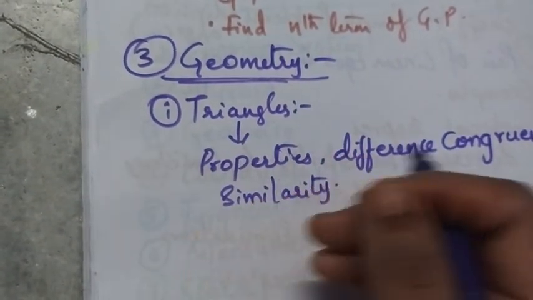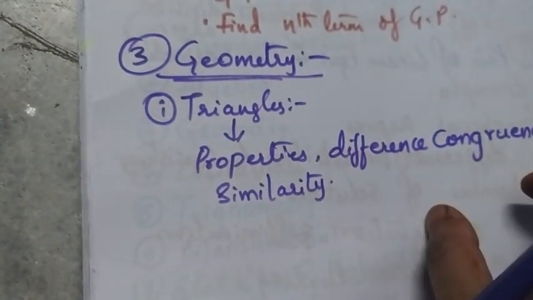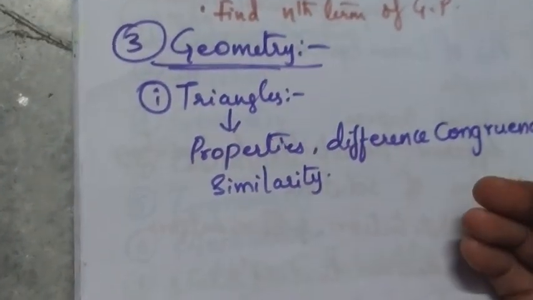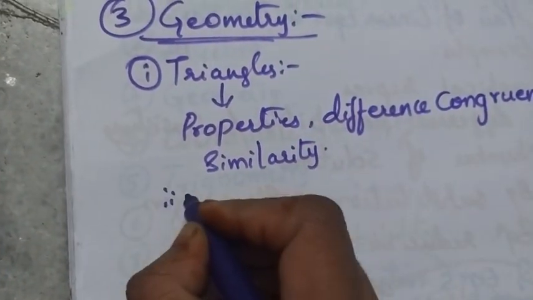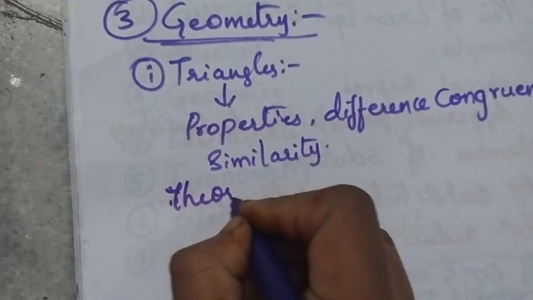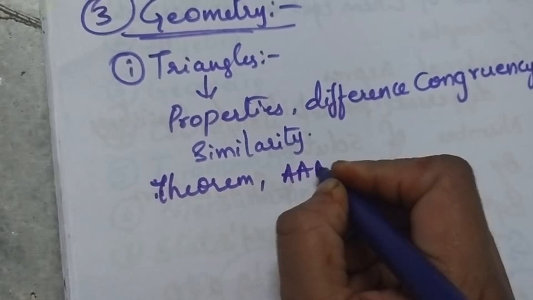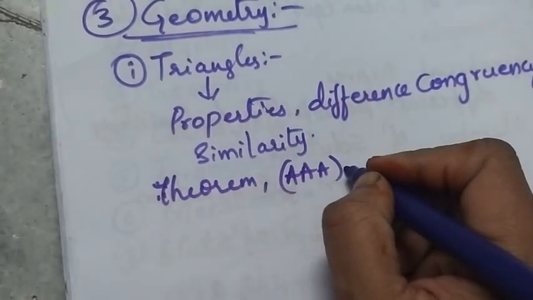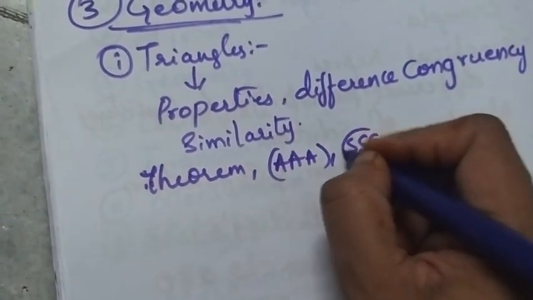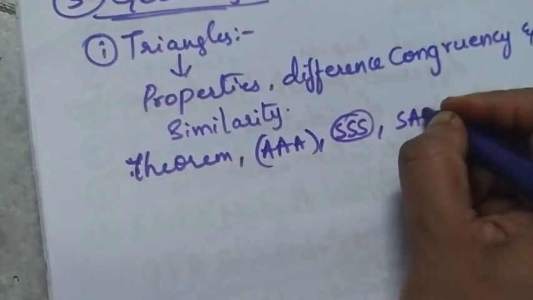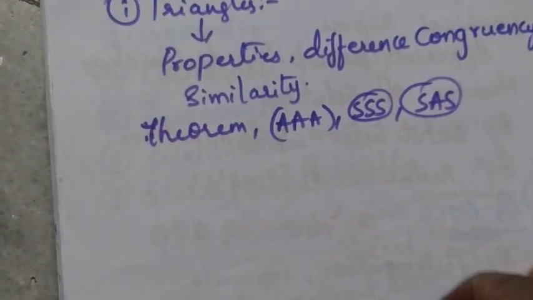A triangle similar to a given triangle as per a given scale factor, and the basic proportionality theorem are also there. Theorems and problems, that are AAA, side side side, and side angle side. These are the important problems.